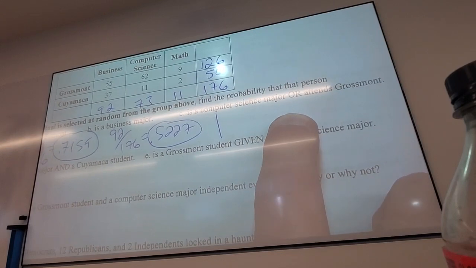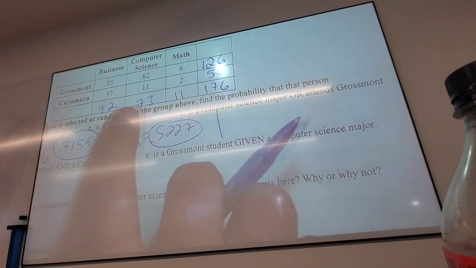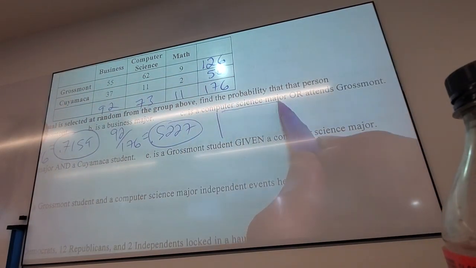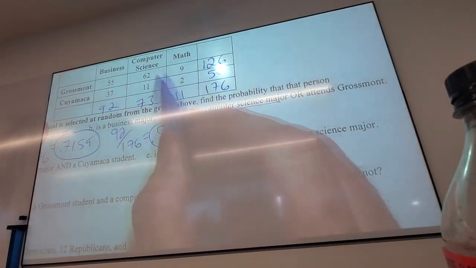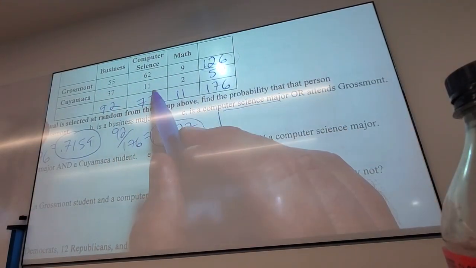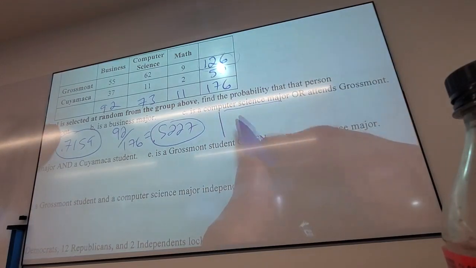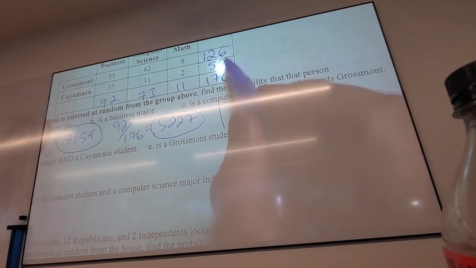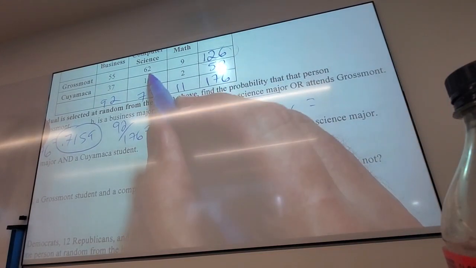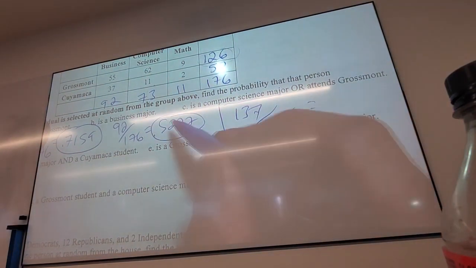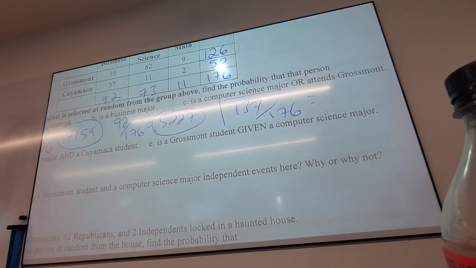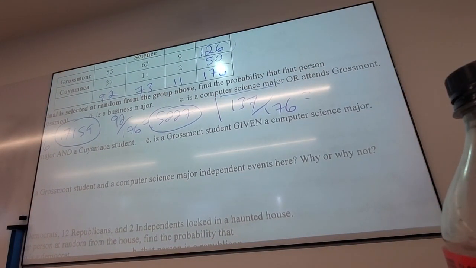And the way I would do this, don't use the formula. You can, of course, it'll work. But if you count the Grossmont students, that's 126. I also need the computer science majors. How many computer science majors have I not counted? 11. That's 137 out of 176. Now, if you do the formula, it'll be 126 plus 73 minus 62. Well, 73 minus 62 is 11. So mathematically, it's the same stuff. Do you guys understand? Maybe, okay.